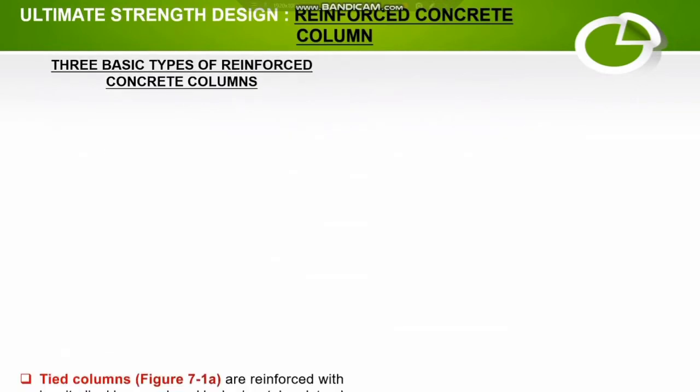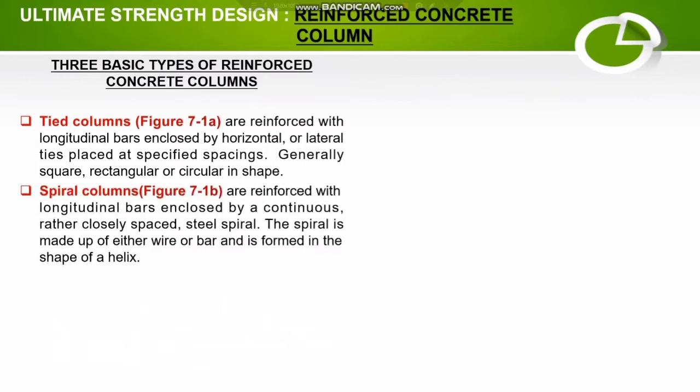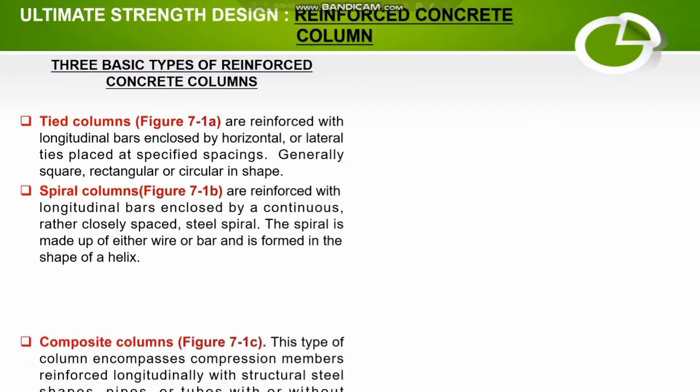Three basic types of reinforced concrete columns. The first type of RC column is the tied column. Tied columns are reinforced with longitudinal bars enclosed by horizontal or lateral ties placed at specified spacings, generally square, rectangular, or circular in shape. The next type is the spiral column, reinforced with longitudinal bars enclosed by a continuous, rather closely spaced steel spiral. The spiral is made up of either wire or bar and is formed in the shape of a helix.